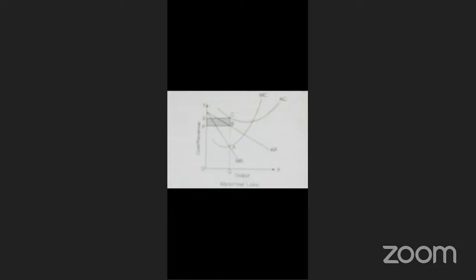So next one, in short run equilibrium in a monopolistic competition market, there are three views: the condition of abnormal profit, condition of normal profit, and condition of abnormal loss. Okay, next one, long run equilibrium in monopolistic market.